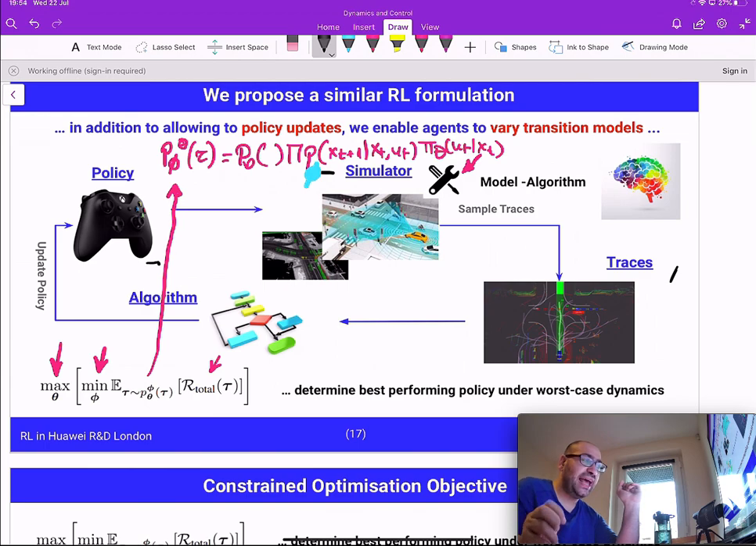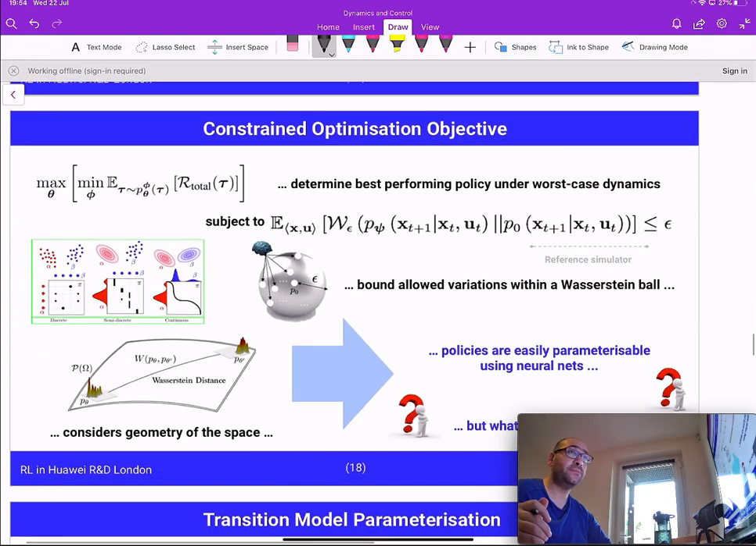All right, and then what happens is that we're going to assume that this is our original simulator, and now the adversary is going to be varying this phi, right? However, the way it's going to vary this phi should be in such a way that the distance between the new transition and the reference transition, so my original simulator, is bounded by some ball. And that's what this constraint is trying to do right here.